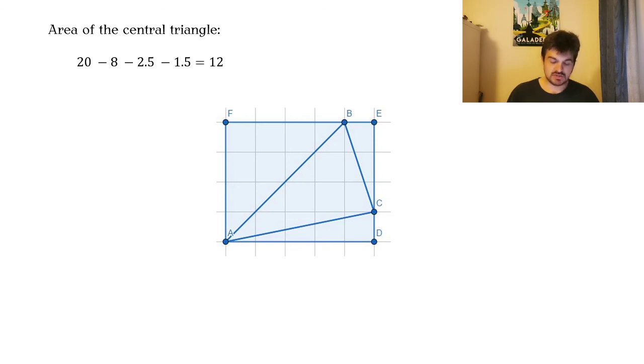Knowing that, we can just calculate the area of the central triangle again. This was 8, this was 2.5, and this was 1.5, and the whole thing was 20. So we just subtract, and we can see that the area of this triangle in the middle, ABC, is 12. This is basically what was left, right? Just to make this point clearer.